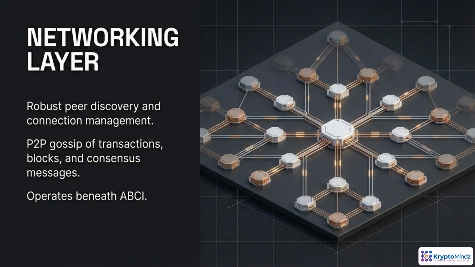The networking layer is the transport fabric of a Cosmos chain. It discovers peers, maintains connections, and makes sure every validator sees the same transactions, blocks, and consensus messages quickly enough. Think of it as the P2P gossip engine that keeps all nodes in sync. It sits below ABCI and consensus logic, but its behavior and health directly impact throughput, latency, and ultimately the safety of the entire system.